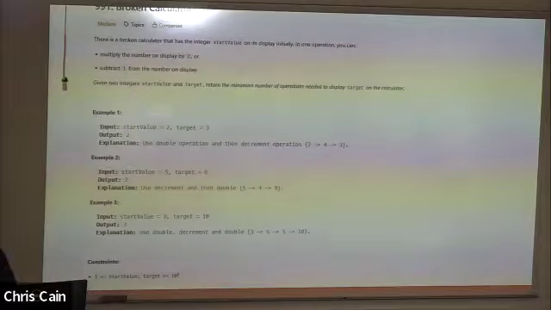Does the breakdown for that make sense with regards to what a brute force solution would look like and why a brute force solution is bad here? Makes sense to me. So what are the repeated subproblems?